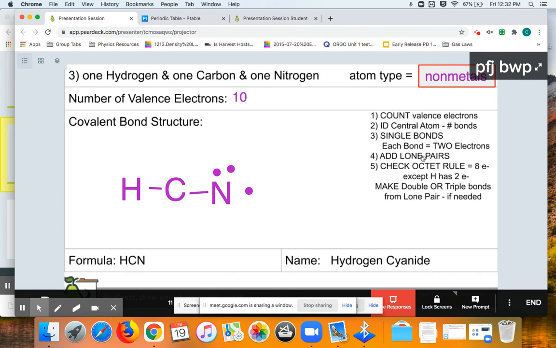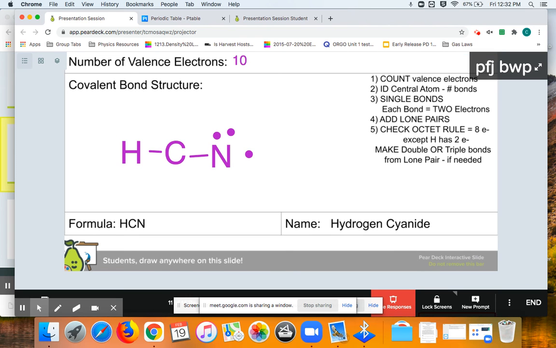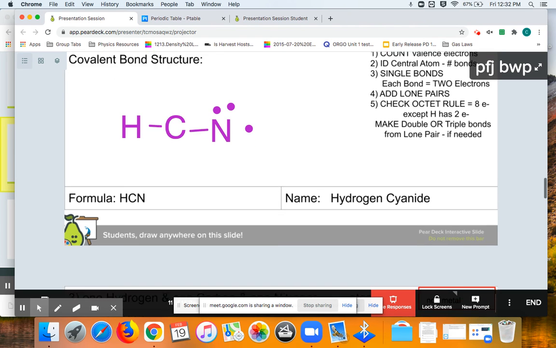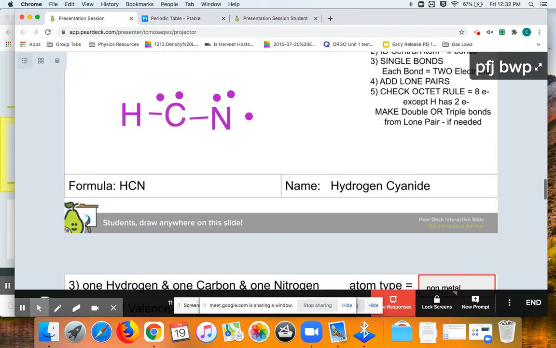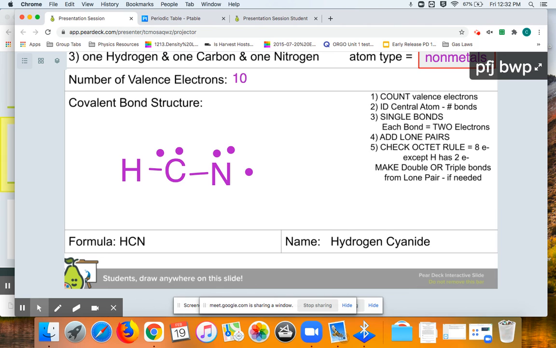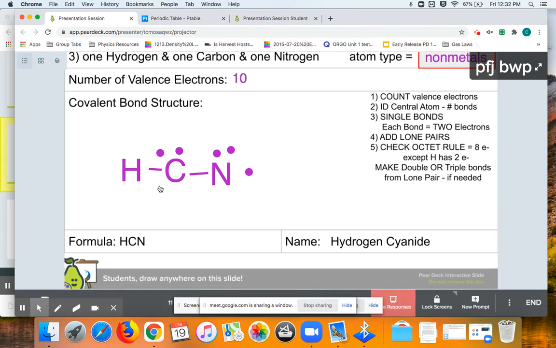Next is adding our lone pairs. So we already have 1, 2, 3, 4 electrons drawn from the single bonds. And now she has, or he has, 5, 6, 7. We need to get to 10. So we need to draw 3 more. 2, 2, and one more. Wait, 1, 2, 3, 4, 5, 6, 7, 8, 9.